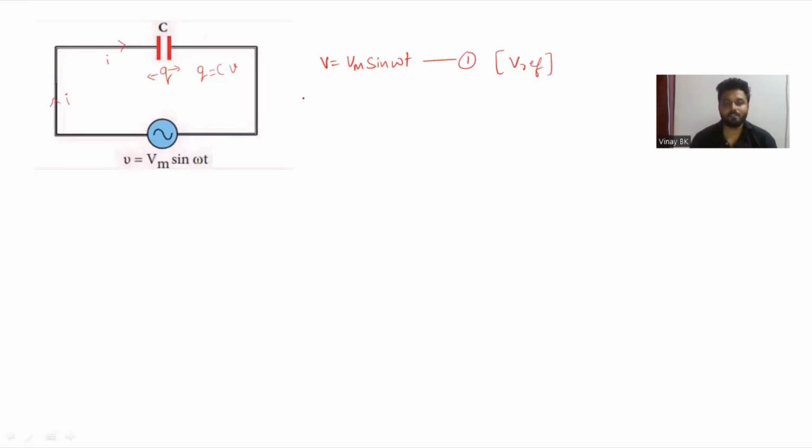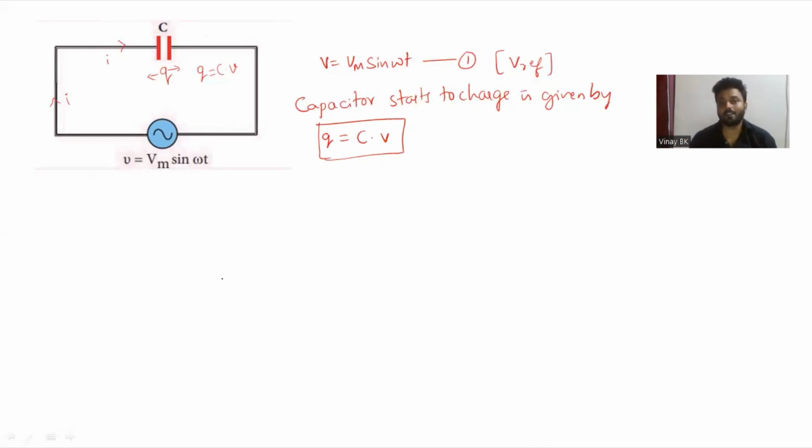Now whenever the supply is given to the capacitor, the capacitor starts to charge. That charge is given by Q equals C into V. Now I'll define current. Current is nothing but the rate of change of charge, that is dq divided by dt.